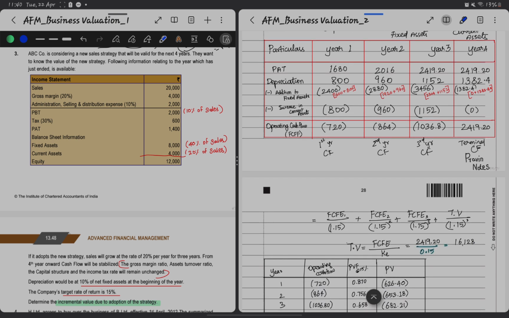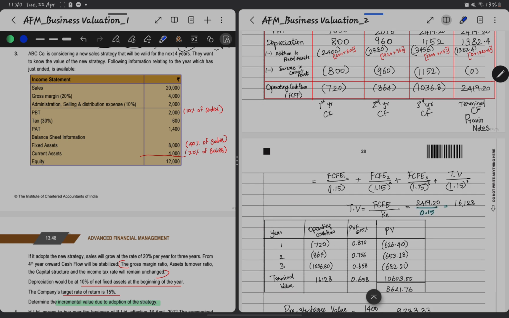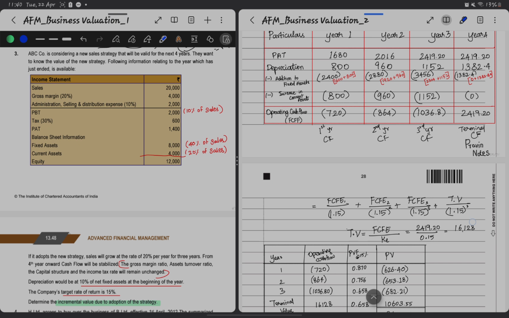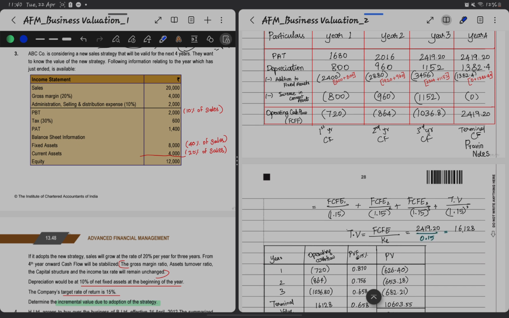Okay, now keeping this aside, to calculate the value of this new strategy, we have to discount it into current terms, and the fourth year which we got is the terminal value. So actually we need to find out the terminal value from the terminal cash flow, because it's going to continue. How will we calculate the terminal value? 2419 divided by the KE. Actually it will be KE minus g, the growth rate we have to take. The growth is 0 here because they told us it will be consistent, it will be stabilized, and hence the value also will not be added with the growth.